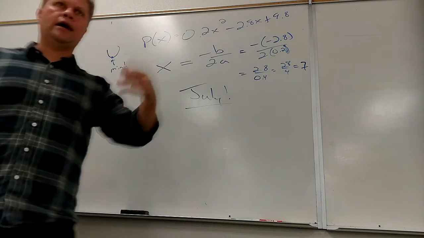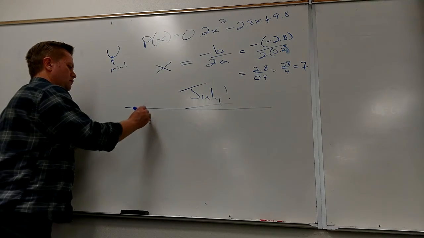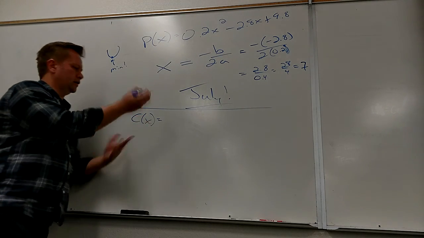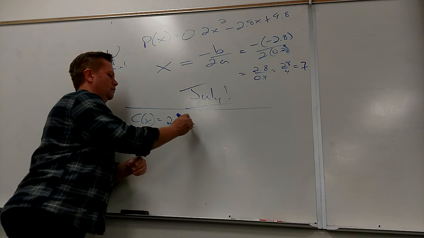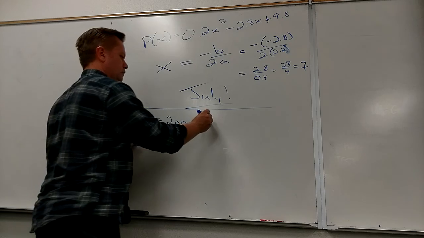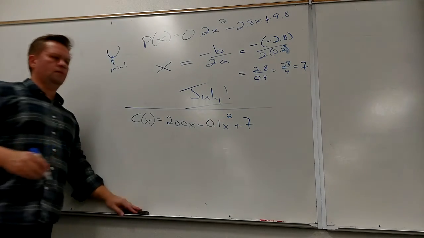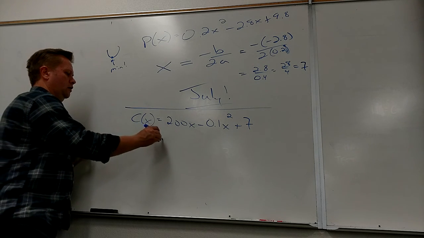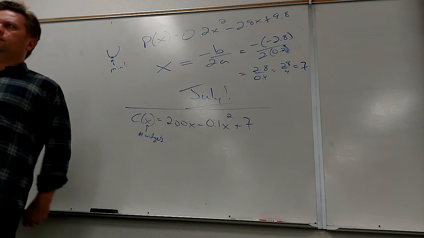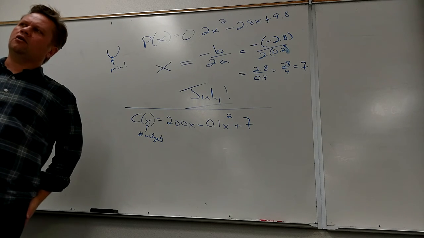All right. So if I had a cost function, let's say, where X would be the number of widgets I make, and C is the cost. How many widgets would it make to have the least cost?